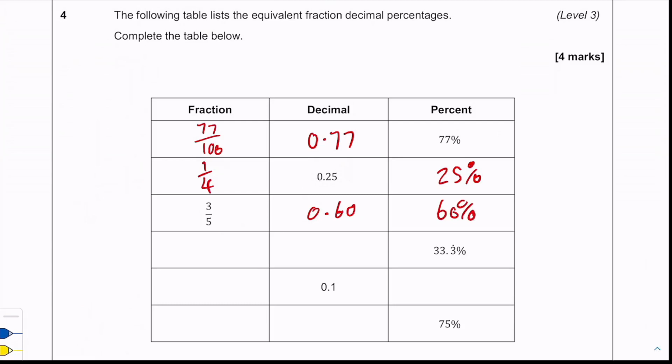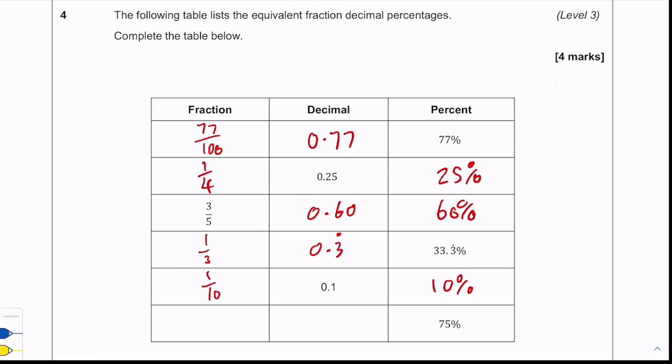33.3 recurring, this should be a known one, so we should know that this is equal to exactly 1/3, and as a decimal we could just say 0.3 recurring. Okay, 0.1. Well, this is another fairly straightforward one. We should know that this is equal to 10%. If you didn't, just multiply by 100. And then for the fraction, this is 1/10.